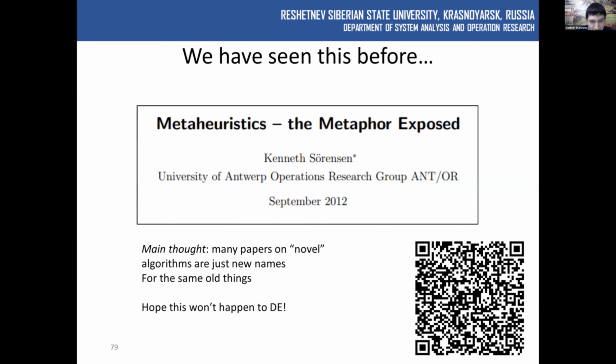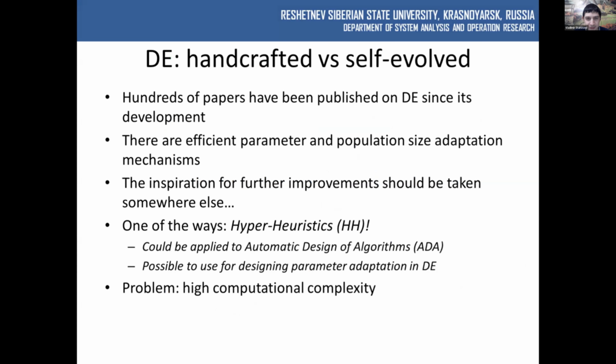Okay, speaking of bad science in metaheuristics, you can look up this paper here about metaheuristics and how new ones are proposed, which are actually not new ones, but just new names for the same stuff. And I hope this will not happen to differential evolution, but probably it already is. Okay, let's go back. Sorry.